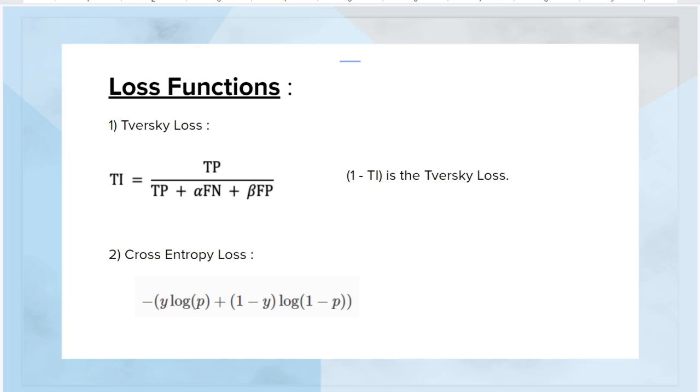The cross entropy loss is given as minus y log p plus 1 minus y times log of 1 minus p. Here p is the probability of obtaining a particular class.